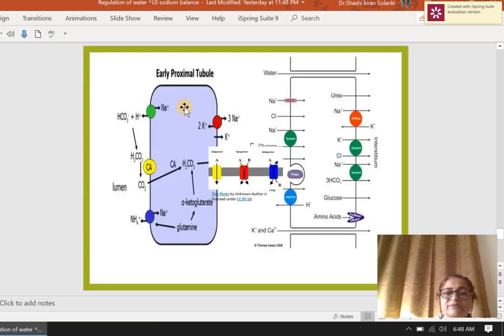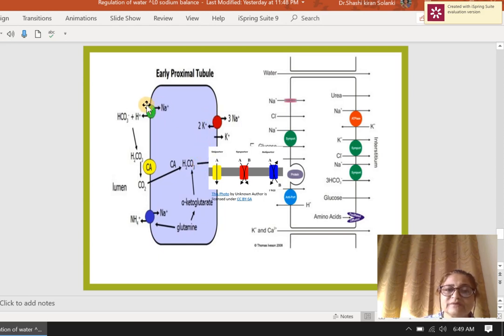Now again, by this diagram you can understand this is the cell of the proximal convoluted tubule, this is the lumen and this is the interstitial space. So what happens in the lumen? We have carbon dioxide molecules, which come from carbonic acid breaking down into CO2 and H ions. These H ions are transported inside the cell membrane along with the sodium ions or the chloride ions, and again it forms carbonic acid, and this carbonic acid again breaks down into carbon dioxide and H ions.